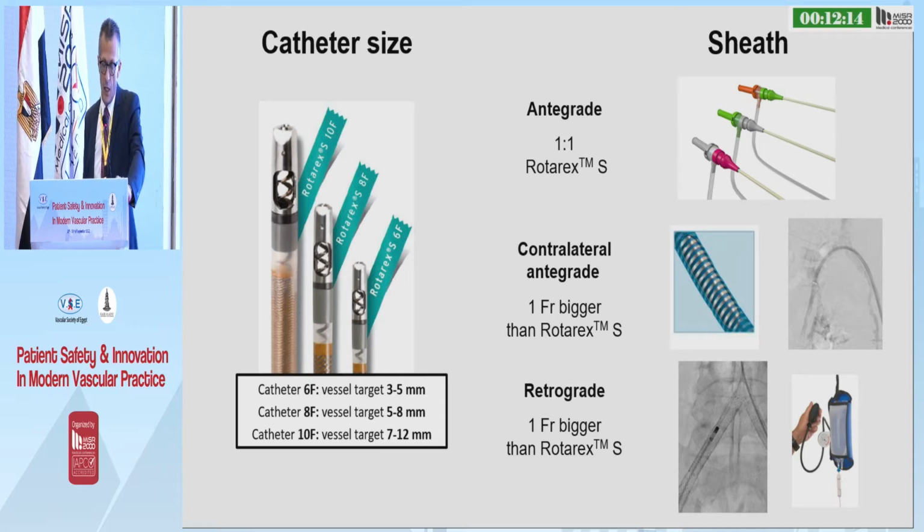And again, when we work in retrograde, like in iliac occlusion or iliac limb occlusion after EVAR, usually we use a sheath 1 or 2 French bigger than Rotarex. This is in order to maintain a continuous infusion of a heparinized solution, because we know that Rotarex has to work with continuous lubrication.